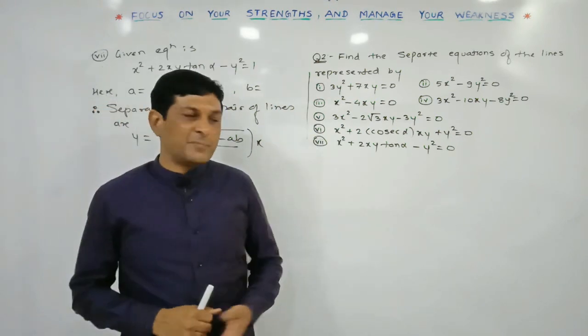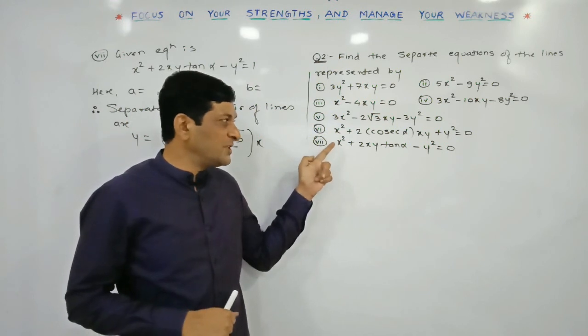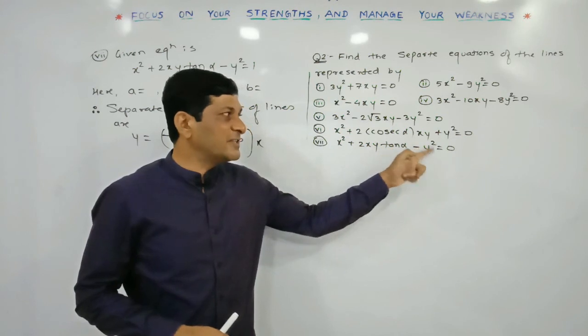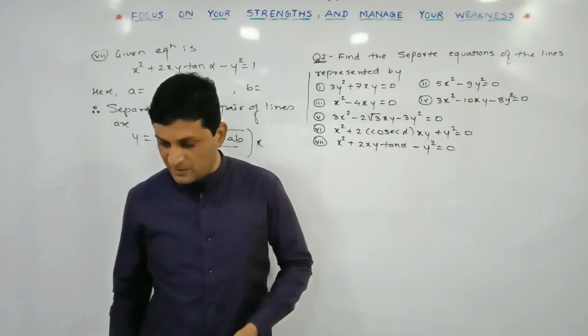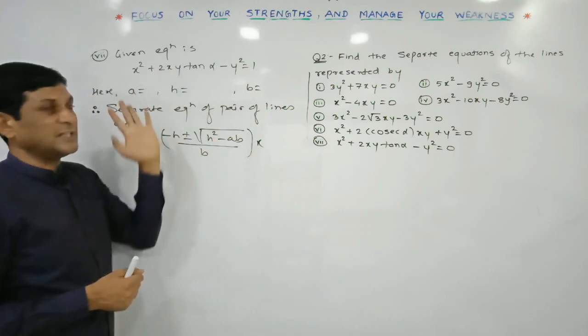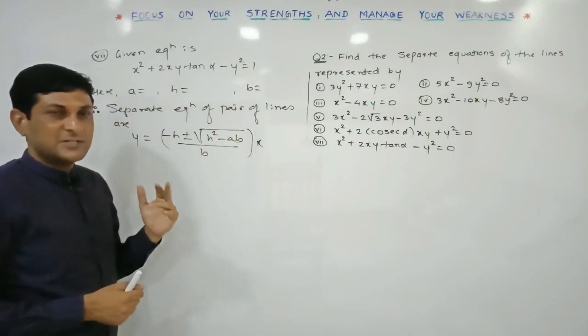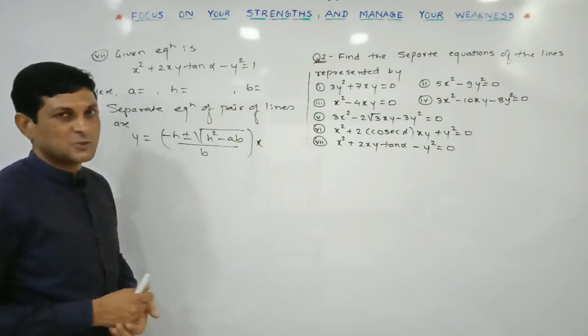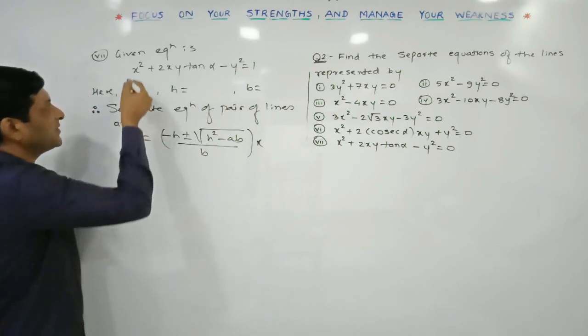Later on see example number 7. Here the given homogeneous equation is x square plus 2xy tan alpha minus y square is equal to 0. Let us try to find the separate equations of lines. First consider this equation. To find the separate equations, here we are applying this formula because the factorization method is not applicable here. So first find the value of a.